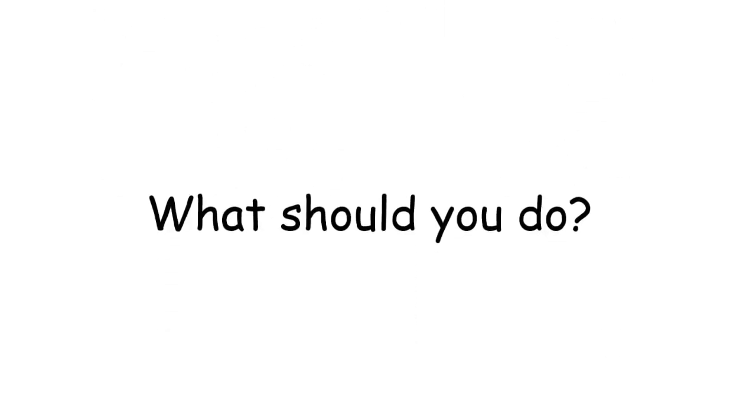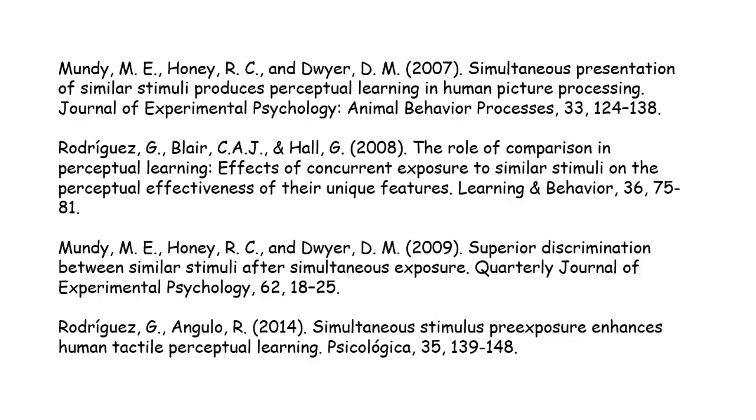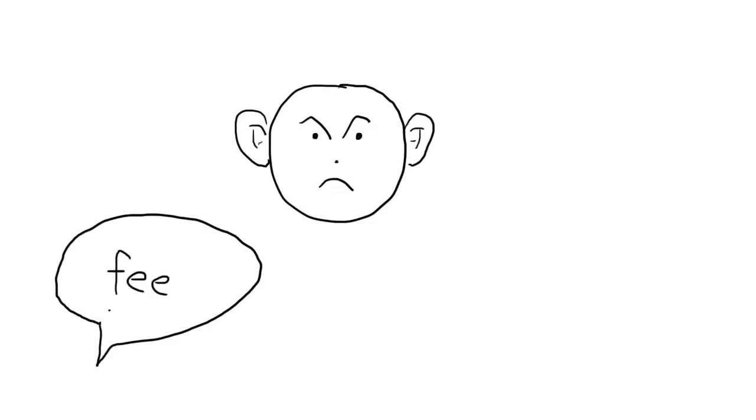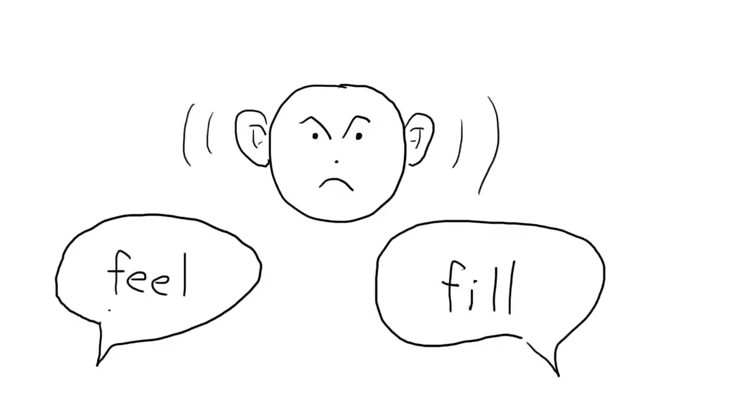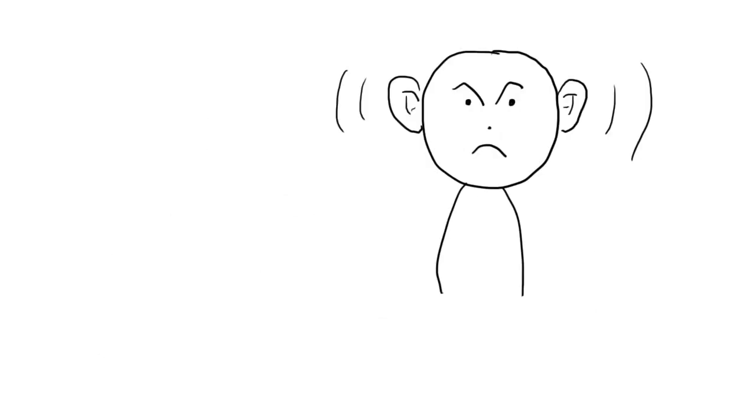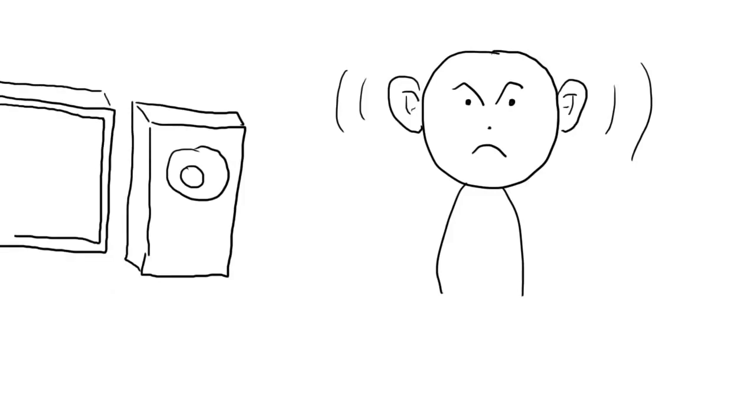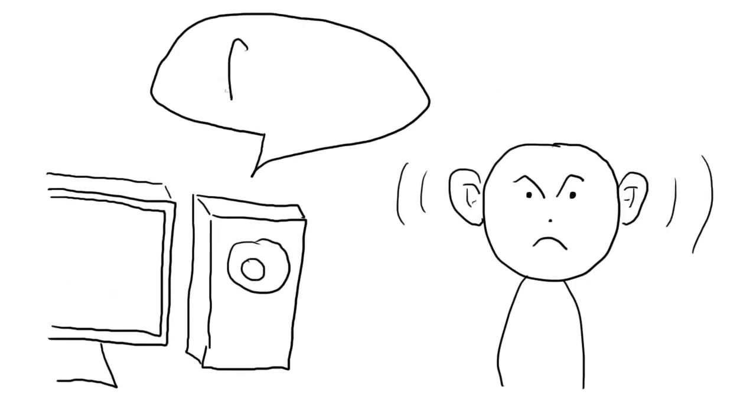So what should you do? Fortunately, there's a method for overcoming this problem. And this method is based on a number of research studies. These studies suggest that if you have trouble differentiating between two sounds or two words, the best way to train your brain to recognize the difference is to listen to the words at the same time. I mean, not exactly at the same time, but you listen to one word immediately after the other.